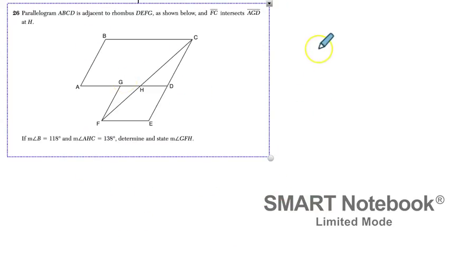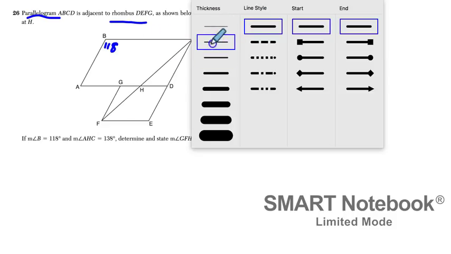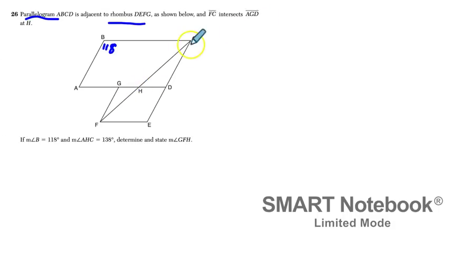Number 26, we've got parallelogram ABCD is adjacent to rhombus DEFG. And we've got some things intersecting. The measure of angle B is 118. The measure of angle AHC is 138. And we want to know the measure of angle GFH. This is the guy we're looking for. So let's see what we can do.